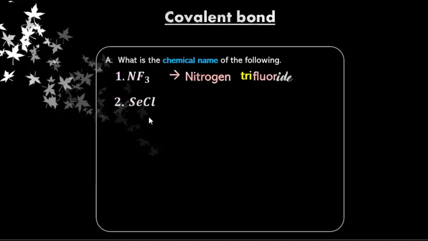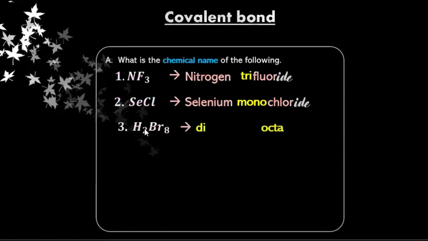Second example, the number of atoms of selenium is 1, and the same for chlorine, also 1. But since we can't use mono on the first word of our answer, only on the second word, so input mono on the second word. Se is selenium and Cl is chlorine, so therefore selenium monochloride. Third example, we have di and octa. Input first the prefix. H is hydrogen and Br is bromine, and that is bromide.